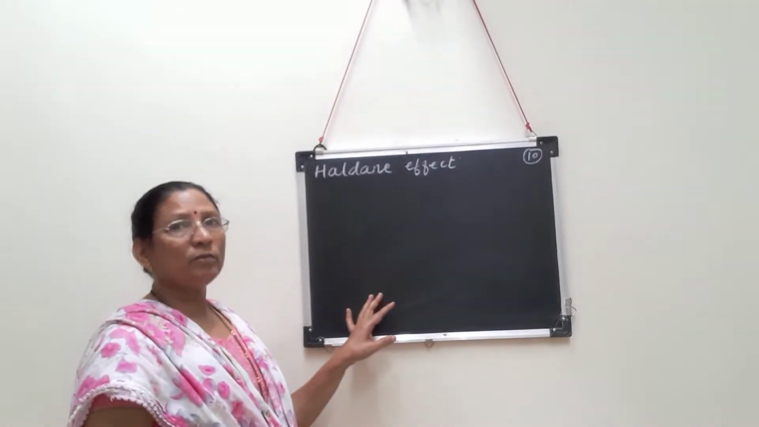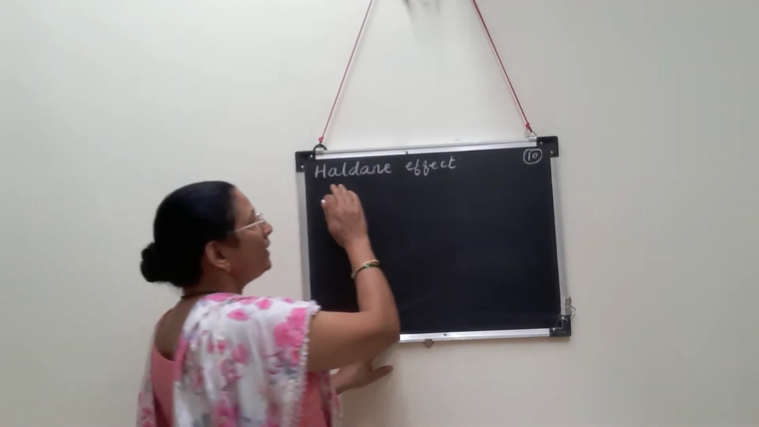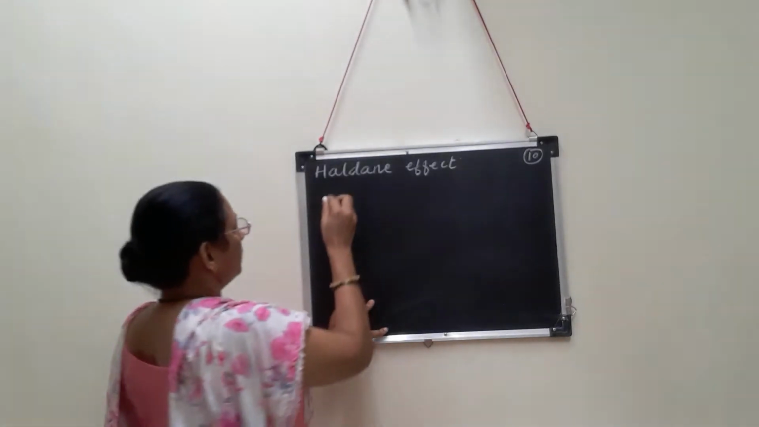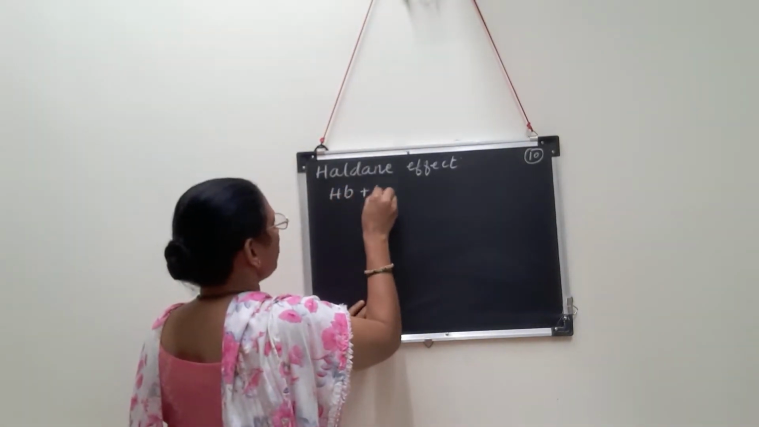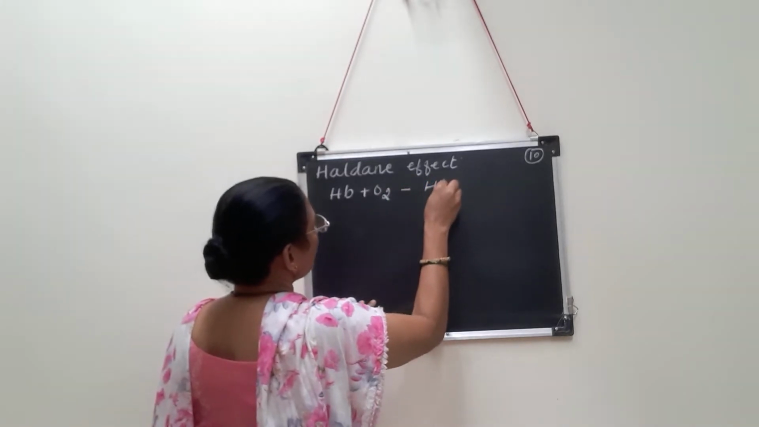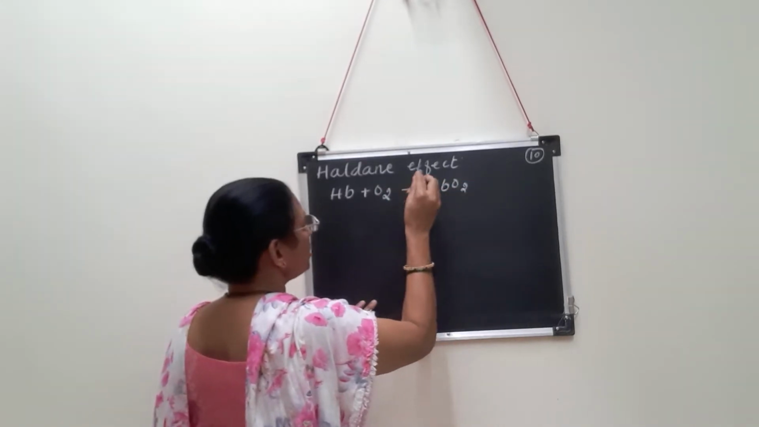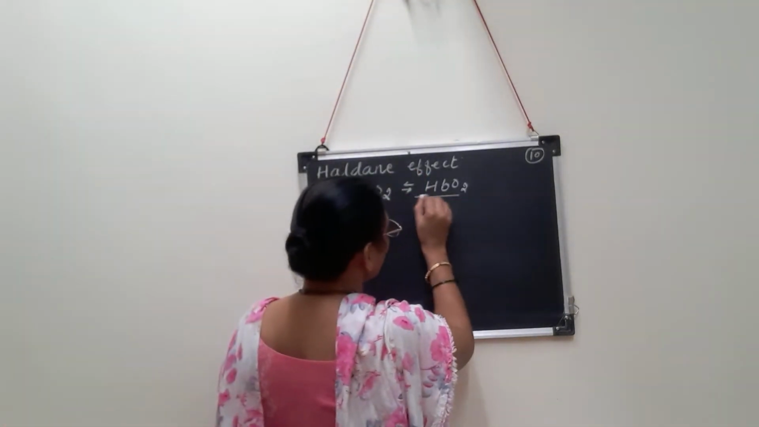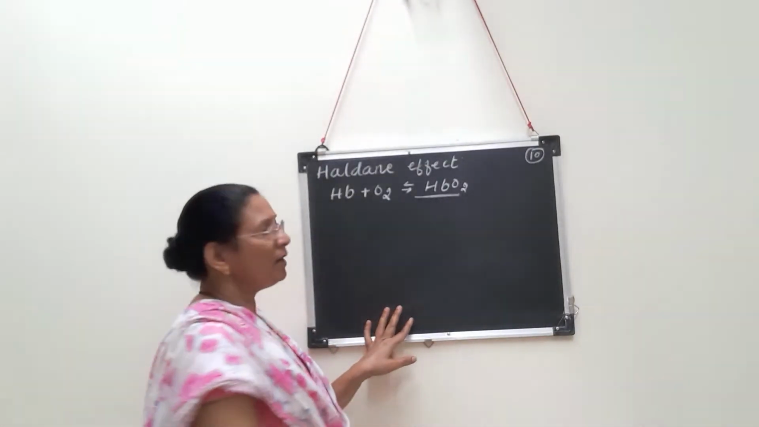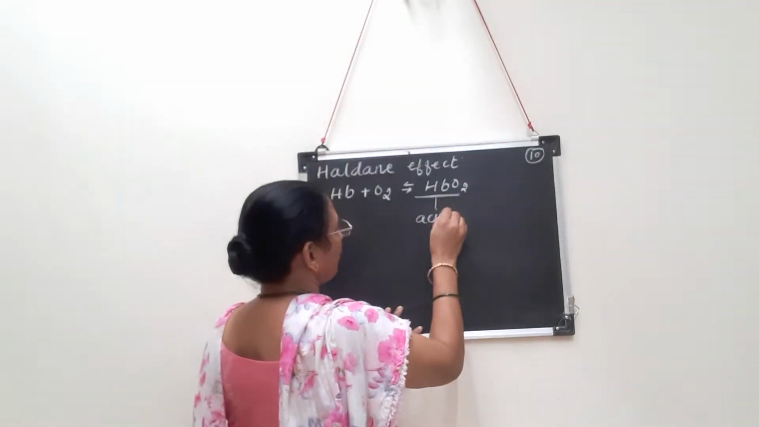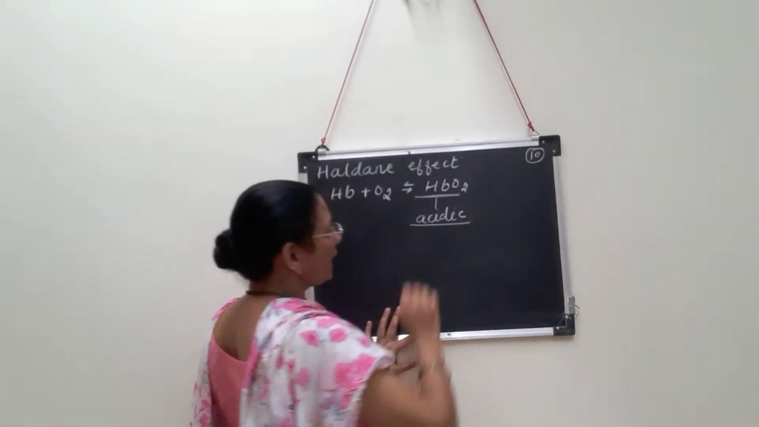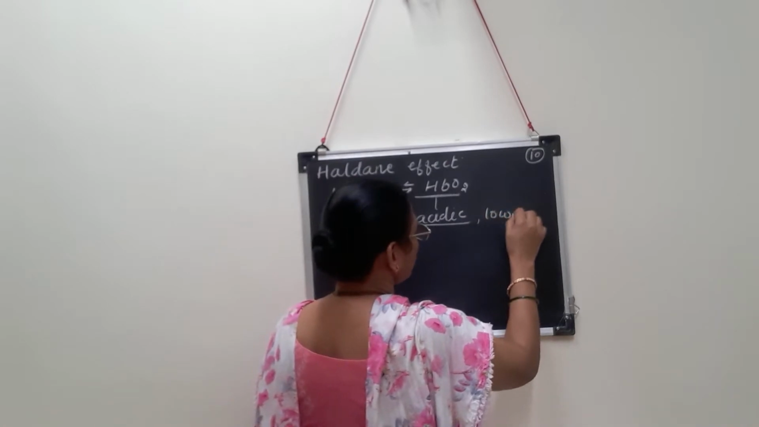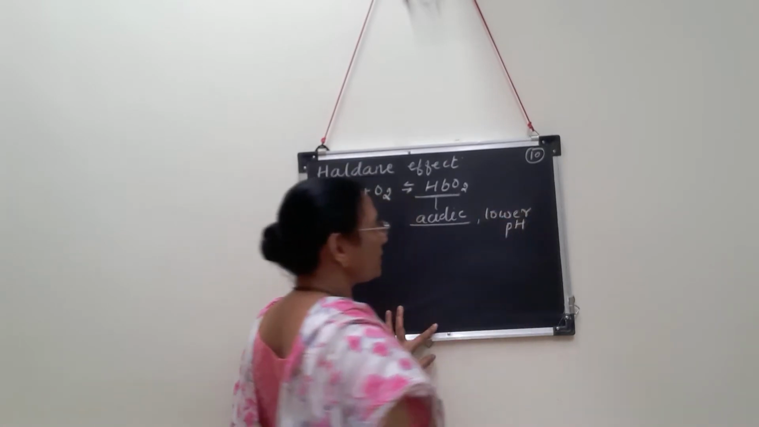After Bohr's effect, we are going to study the Haldane effect. What is this Haldane effect? We have studied that Hb combines with oxygen and results in the formation of HbO2, which is called oxyhemoglobin. It is a reversible reaction. This oxyhemoglobin which gets formed increases the acidic environment. So HbO2 acts as an acid, which means it lowers the pH. Lowering of pH results in the formation of an acidic environment.